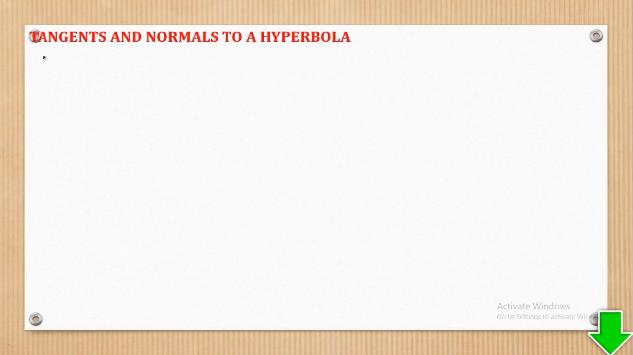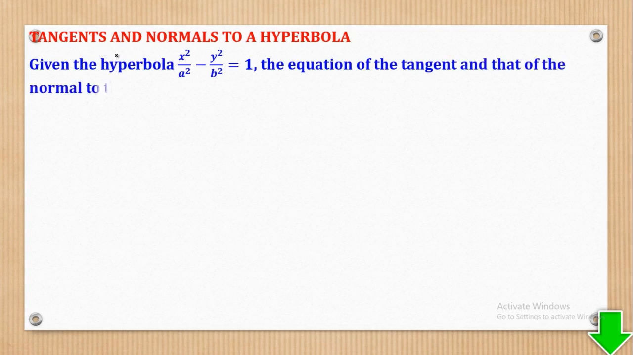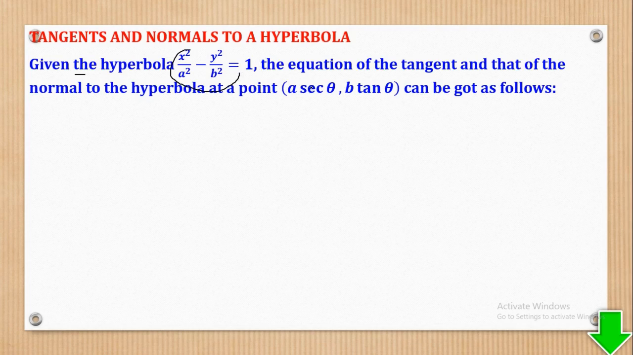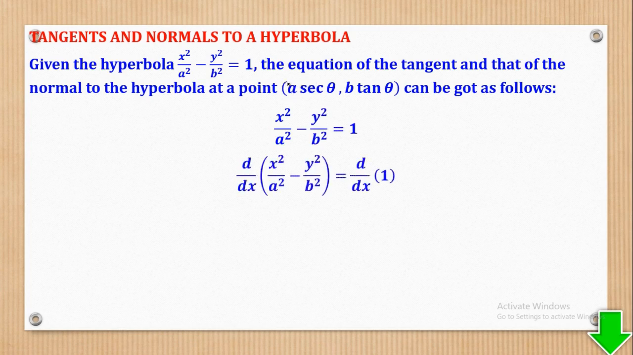And now we shall go to tangents and normals to a hyperbola. So given this hyperbola, the equation of the tangent and that of the normal of the hyperbola at a general point, remember this is a general point, can be got as follows. So the first thing to do, we have to get the gradient function by differentiating the given hyperbola. So when I differentiate this, I'll come up with this expression.